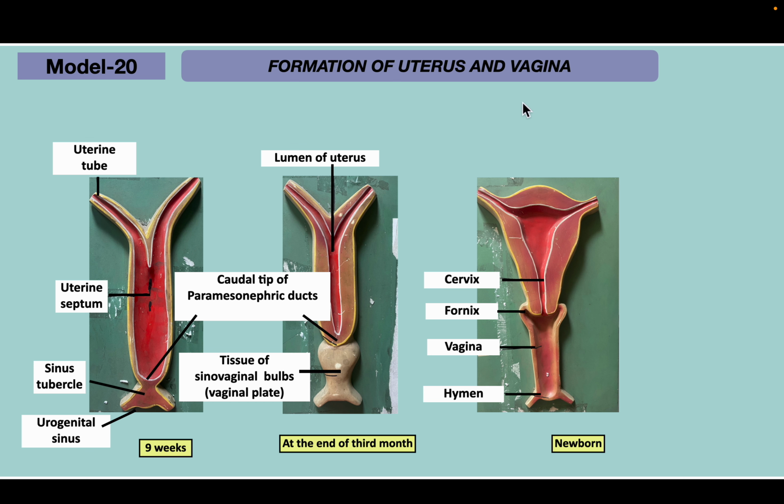Coming to the formation of the uterus and vagina, in this model the uterine tube is visible, uterine septum is visible, sinus tubercle is visible, urogenital sinus is visible, then the caudal tip of the paramesonephric duct is visible. So this is the caudal tip of the paramesonephric duct. Then tissue of the sinovaginal bulb is visible, then lumen of the uterus. Then this is the formation of the uterus with cervix, vagina and fallopian tubes. So at 9 weeks, this is the picture. At the end of the 3rd month, this is the picture, and a newborn baby has this picture.